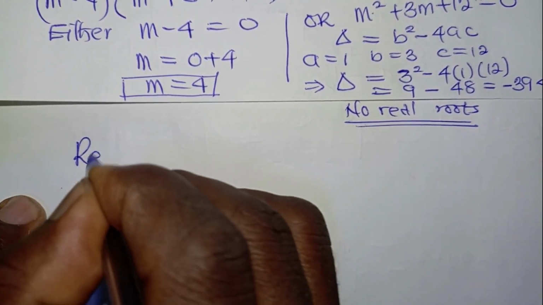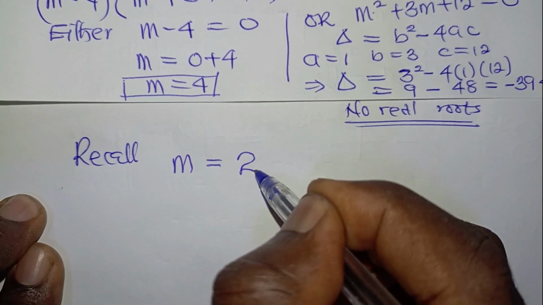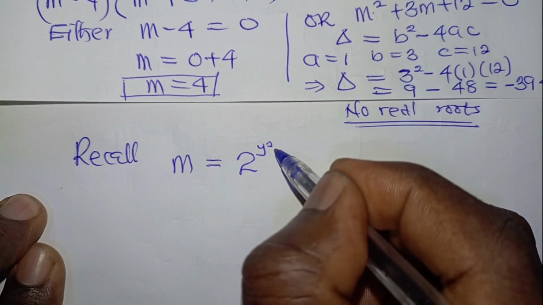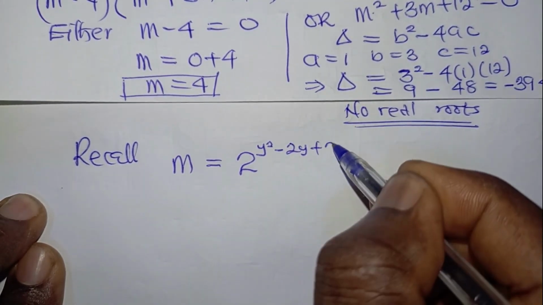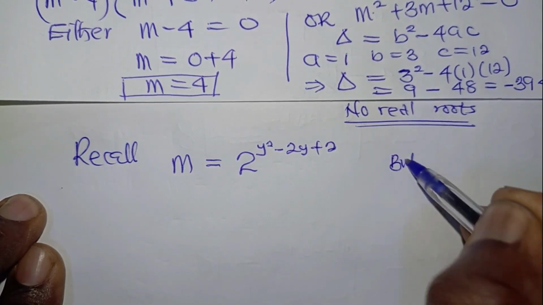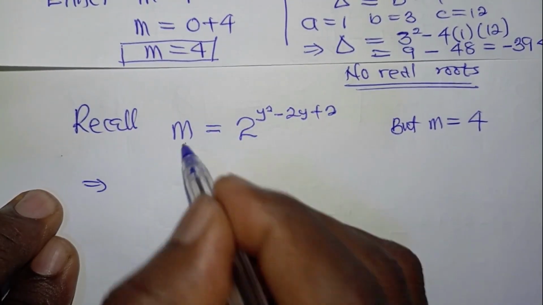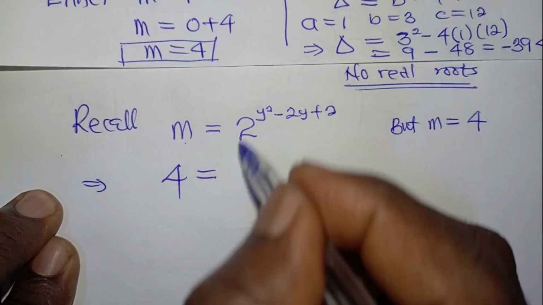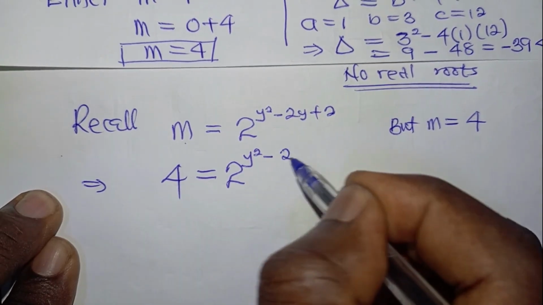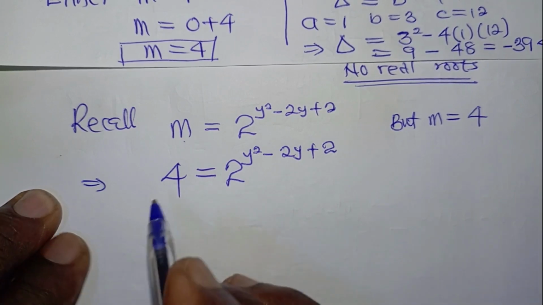So recall, m is equal to 2 raised to the power y squared minus 2y plus 2. That is the value of m. But we have found m, and m is equal to 4 here. So we can replace m here as 4, which is equal to 2 raised to the power y squared minus 2y plus 2. So to solve this one, let's rewrite the equation.